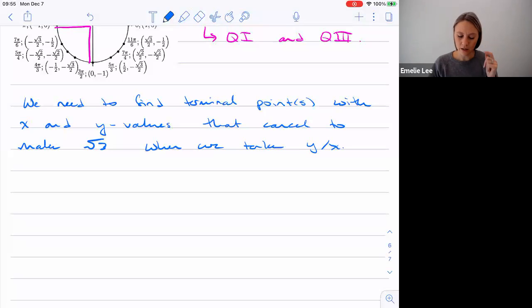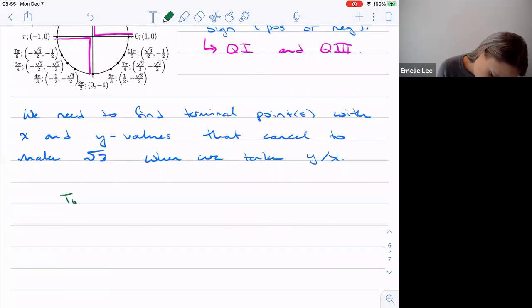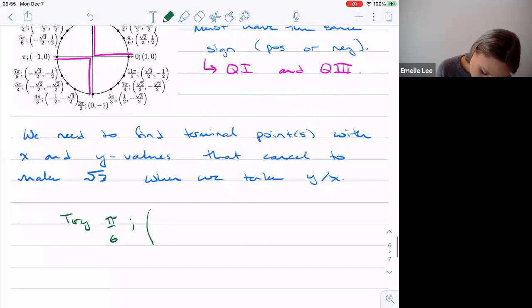Okay. So of course, the only ones that are of interest, and I say of course because if I need a root 3, I'm not going to be able to pull out a root 3 when I only have root 2 over 2 to work with. So that one's out. I have root 3's in pi over 6 and pi over 3. So those are the ones that I'm going to focus my attention on. Let's just try it. Try a terminal point of pi over 6, which has root 3 over 2 and 1/2.